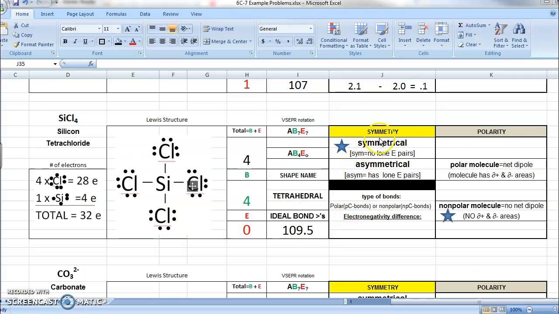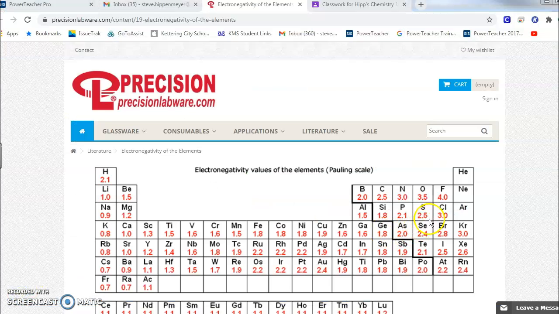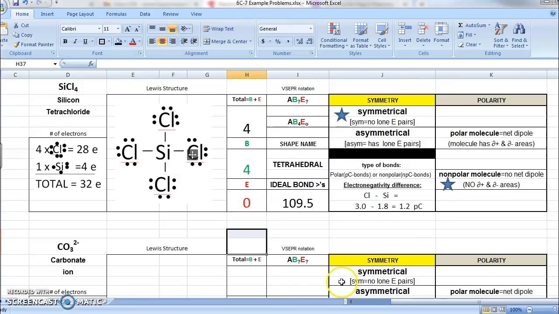So if it's symmetrical, you can pretty much go straight down to the nonpolar column and put the answer there. These little stars are the ones I'm picking. So I'm picking it as nonpolar. It's symmetrical. However, they did ask us to calculate, is the bond trying to be polar or not? So if they are asking for the type of bonds, we need to figure it out. And we need an electronegativity table to determine the electronegativity differences. Looking on the electronegativity table, we'll see chlorine's 3.0. The silicon is 1.8, so we can go ahead and put those on our chart, 3.0 and 1.8.